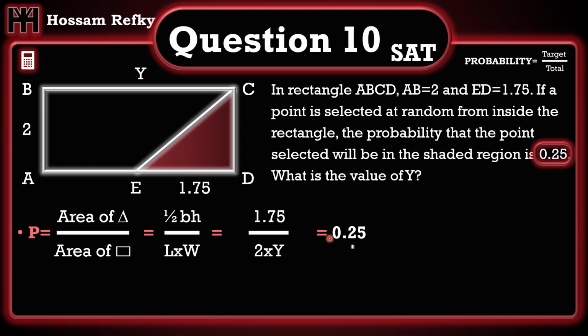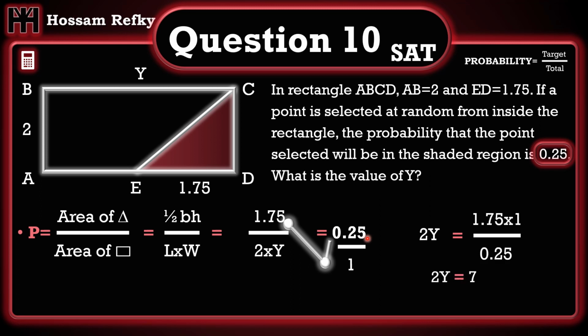So to know the y, let's solve this as a ratio. So 2y is equal to 1.75 times 1 over 0.25, so it will be equal to 7. 2y is equal to 7, then send the 2 to the other side to be divided, so y is equal to 7 over 2, which is equal to 3.5.